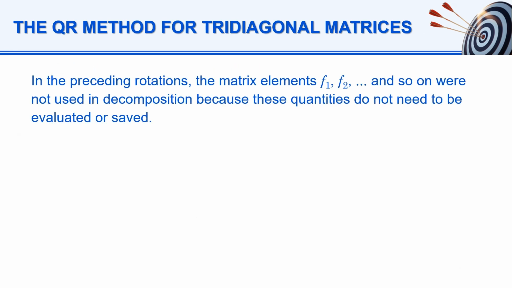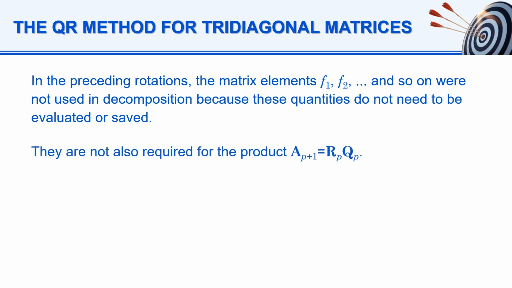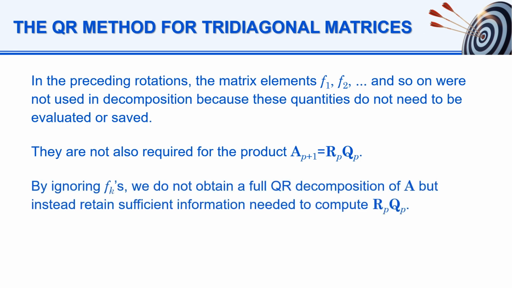In the preceding rotations, the matrix elements F1, F2, and so on were not used in decomposition because these quantities do not need to be evaluated or saved. They are also not required for the product matrix AP plus 1 equals RP QP. By ignoring the Fks, we do not obtain a full QR decomposition of matrix A, but instead retain sufficient information needed to compute the product RP QP.